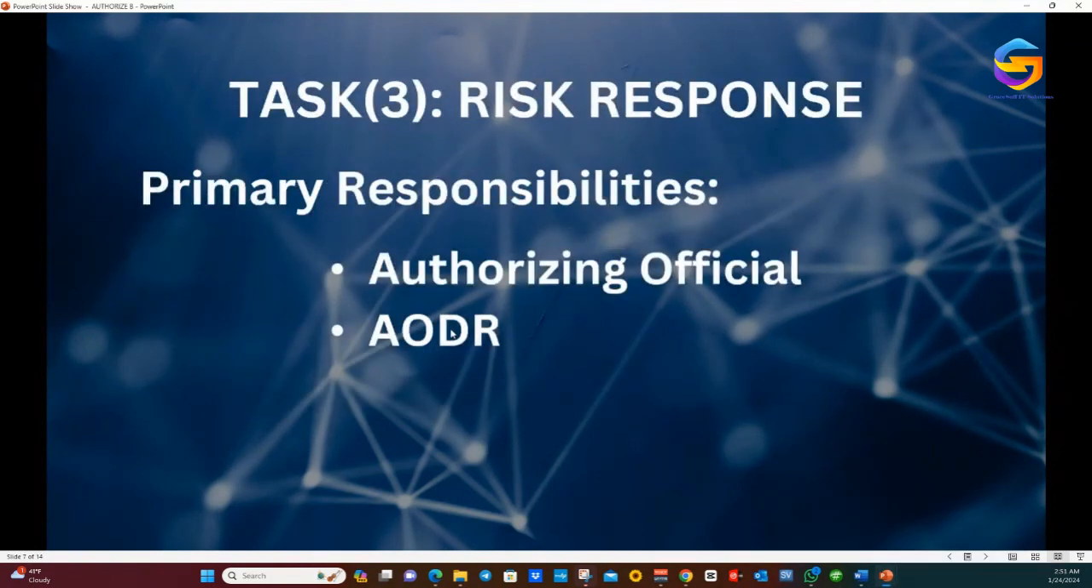Now, the stakeholder for the risk response again is the authorizing official supported by the AODR, that is the authorizing official designated representative. So the representative assists the authorizing official. However, as we said, the authorizing official has the sole responsibility to authorize the system to operate. Or if he feels that he cannot accept the risks, then of course the system is going to be denied. Now, let's get into it.